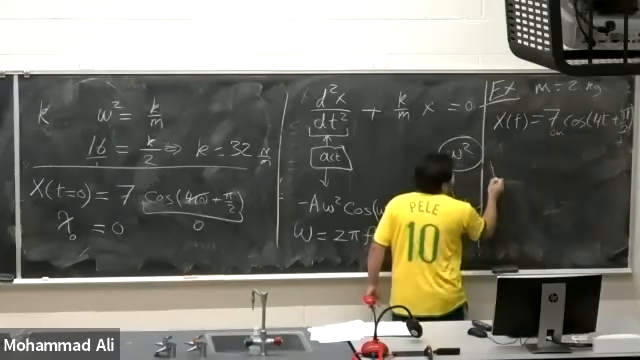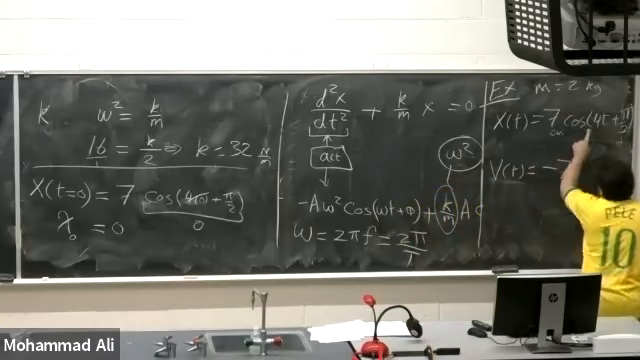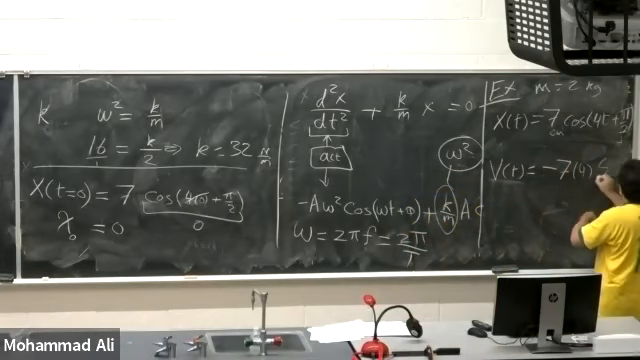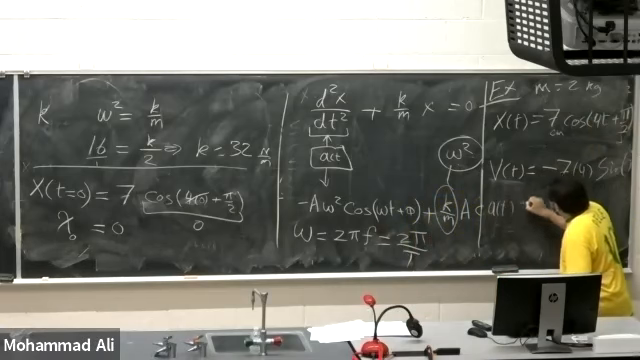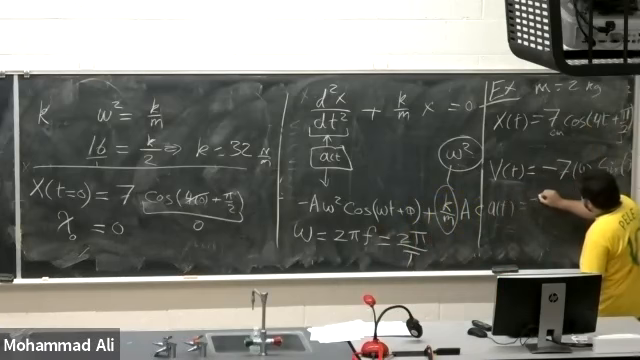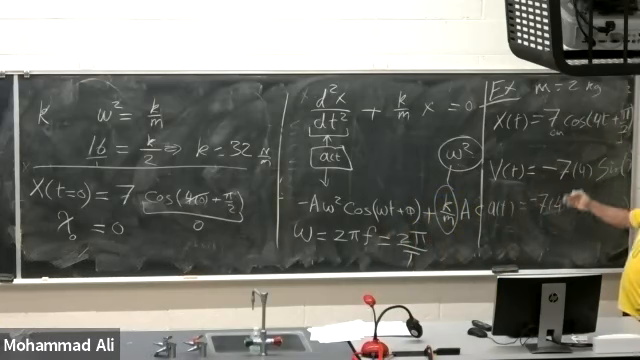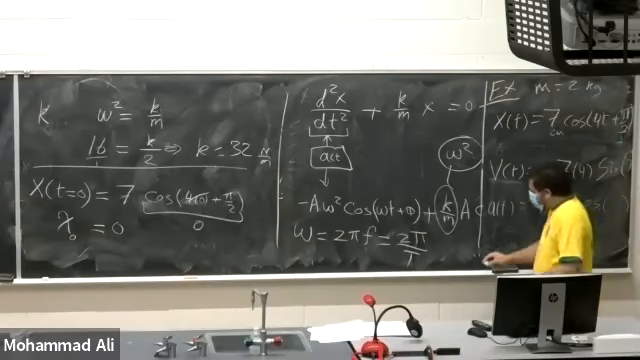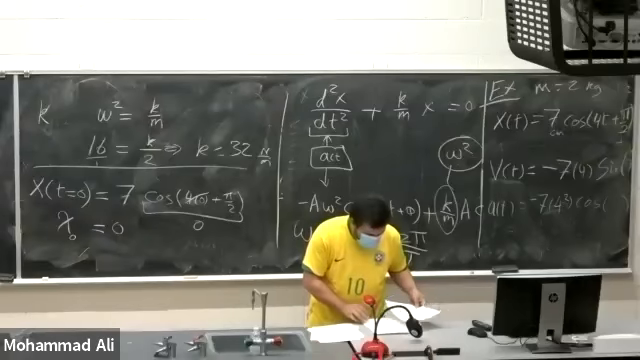I will tell you something. The velocity is equal to negative 7 multiplied by omega, which is 4, multiplied by sine of this thing. The acceleration is equal to the minus sign multiplied by 7 multiplied by 4 squared multiplied again by cosine of this thing. This is the acceleration, this is the velocity, and that is the position. You can apply any time here and you can find anything. This is a first example. Great.